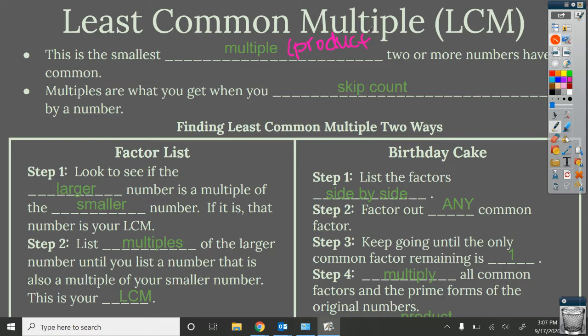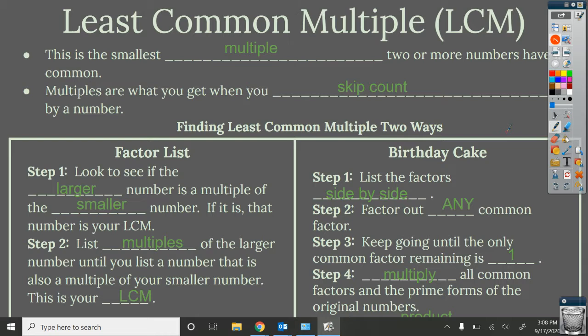Okay, so factors are the numbers you multiply together to get another number. Multiples are like the answer to a multiplication problem. They're like a product. So if the relationship is there and that smaller number is a factor of the larger number, that larger number is your LCM. Okay, if it's not, then you're just going to want to list multiples of your larger number until you list a number that's also a multiple of your smaller number. That's going to be your LCM.